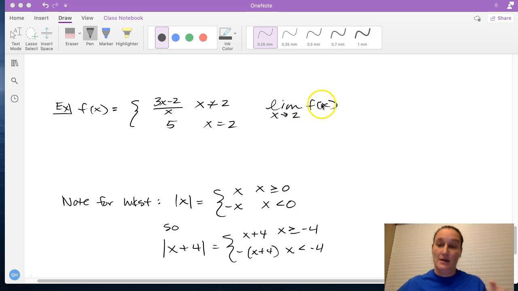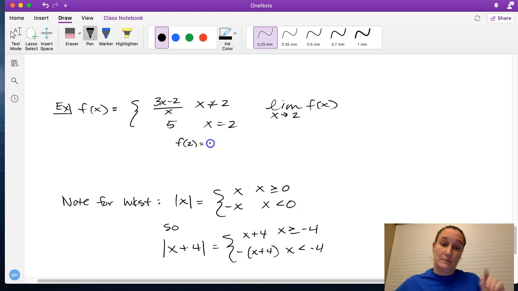Now this is where, again, I say this all the time. The limit is what's happening around the point, not at the point. So if we wanted to find f of 2, it would be 5, okay? This is what you would use for f of 2. If we want to find the limit, we are using this piece of the function because the limit does not care what's happening at the point, it's what's happening around the point. So we don't have to do the two sides of 2 because our function is the same on either side. But we don't want to use x equals 2. We want to use what it is around 2.